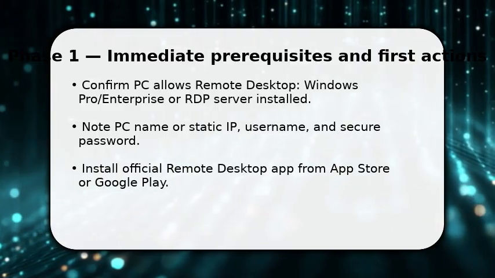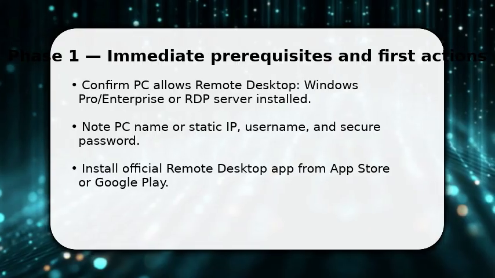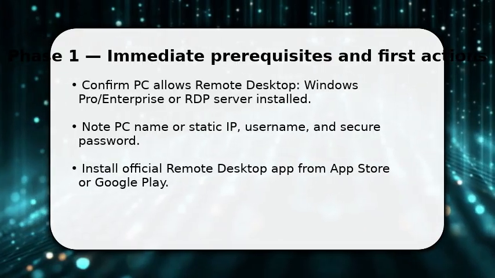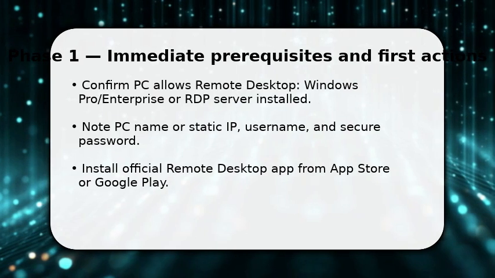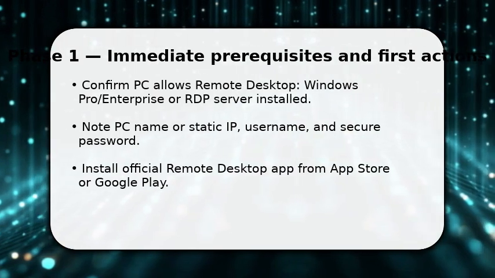Next, open the app and tap Add or New Connection. Enter the PC name, your username, and save credentials securely so you can move to the connection steps.